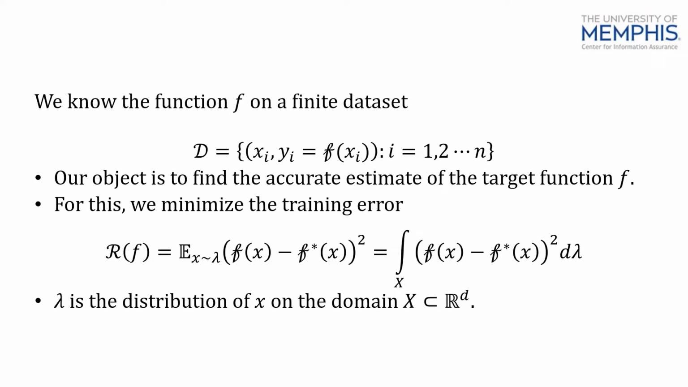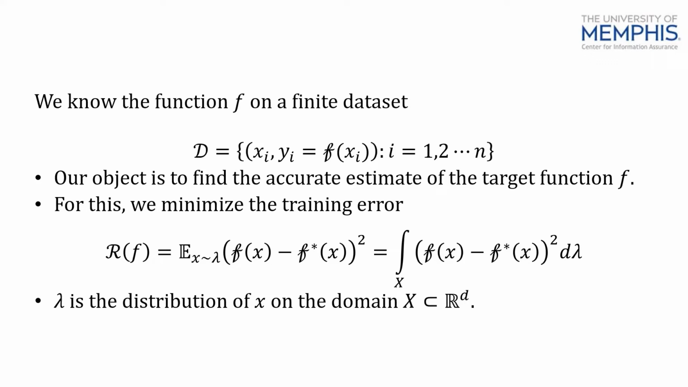So that means, once again, it is a classical example of the function approximation. Now for this we need to minimize the training error. Now we define the training error in terms of this one, that is R(f) is the expectation of something. Now this f star is the approximation. F star is the approximation of f. Now since it is an expectation, we can replace it with the integration. This is the integration. Here lambda is the distribution of x on the domain capital X belonging to R^d, d-dimensional space.